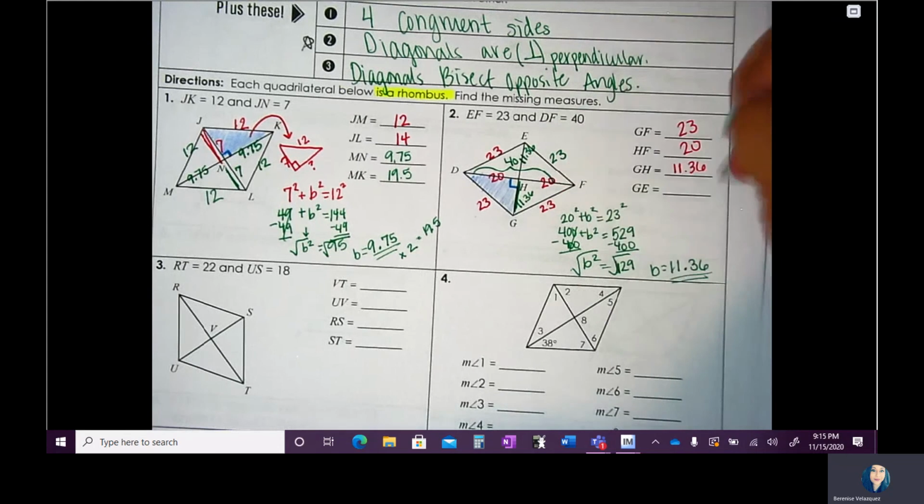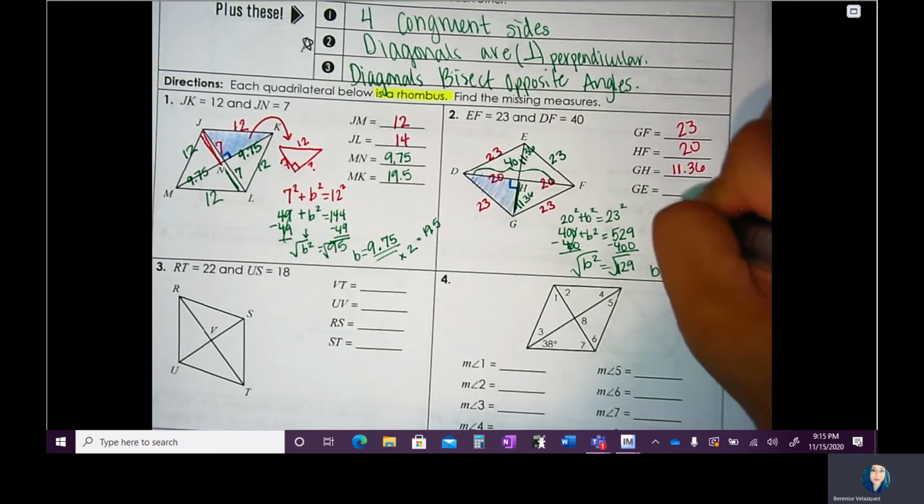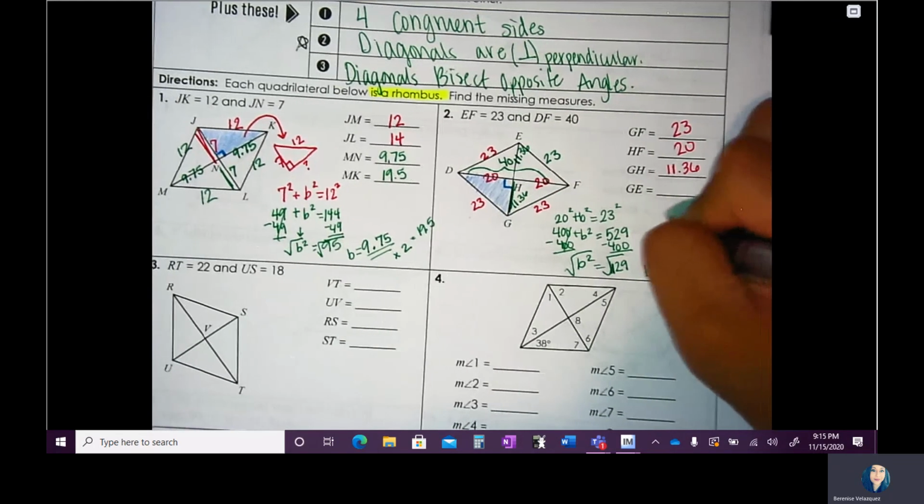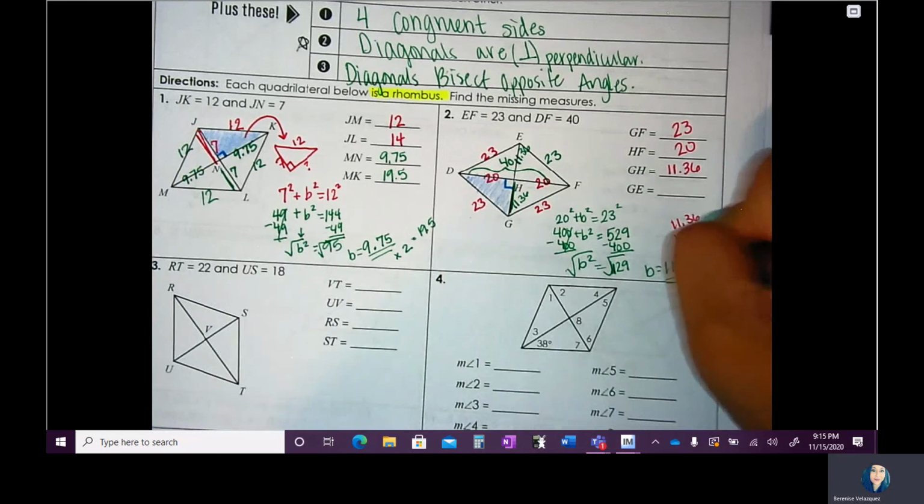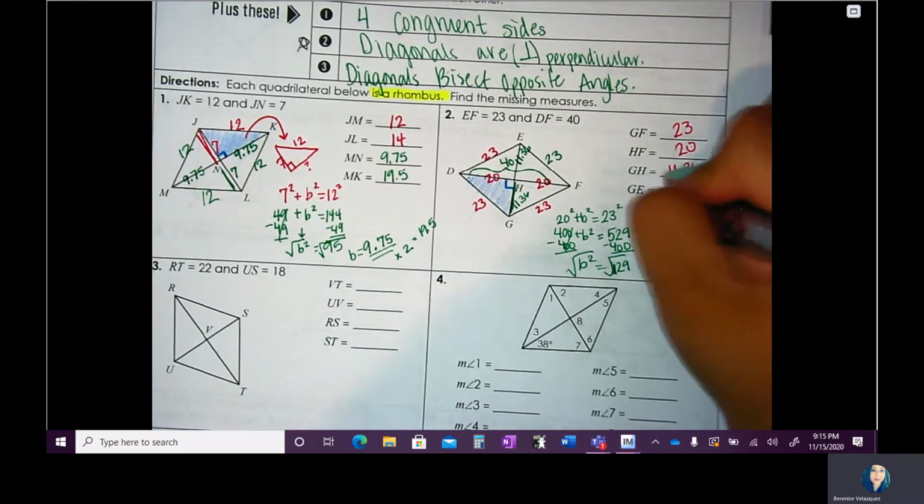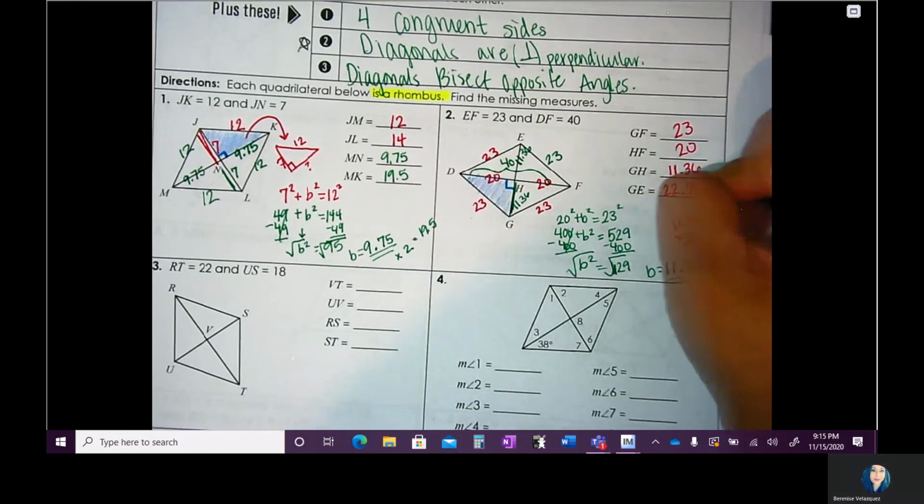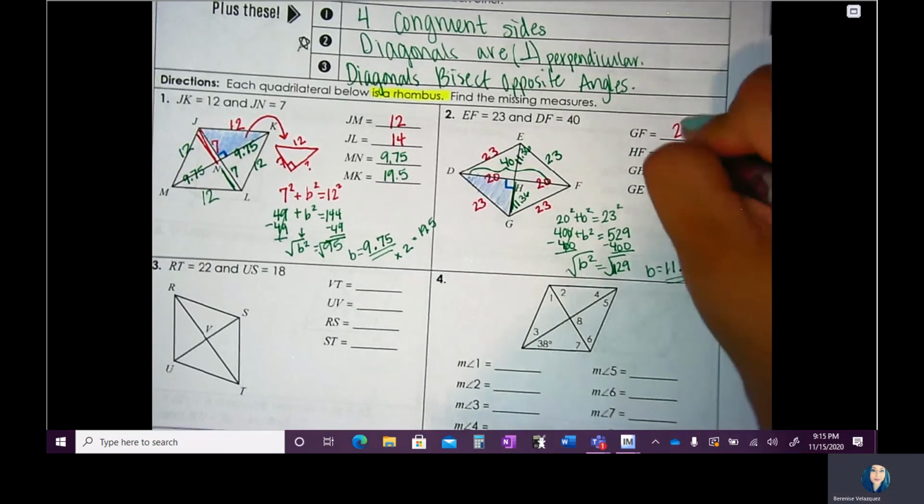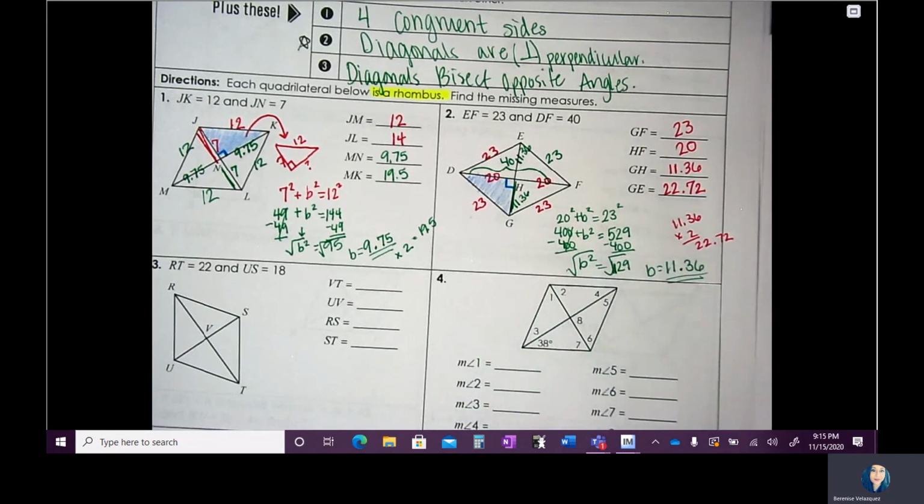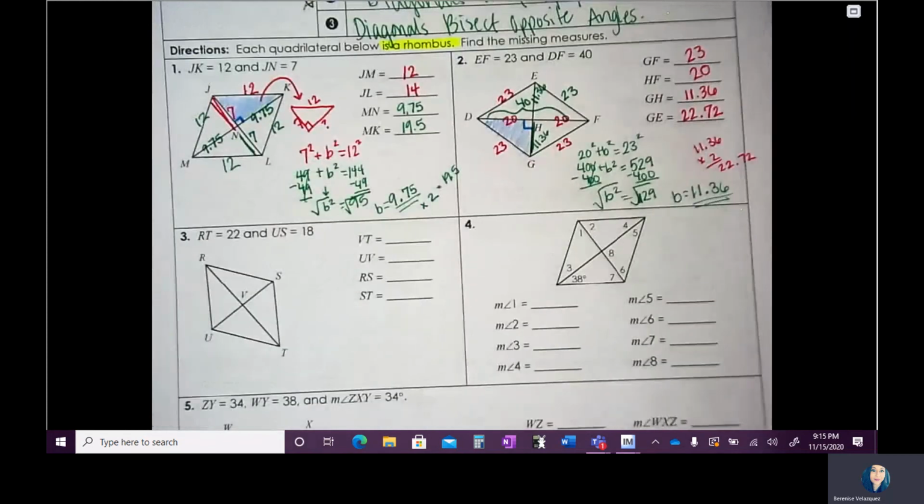GE is the whole thing, so you're literally going to take 11.36 and either add it to itself or multiply it by 2, however you want to do it. So I'm going to multiply it by 2, and I get 22.72. Okay, so take a second if you need to take a picture of it here. We're going to move on to the next part. Good.